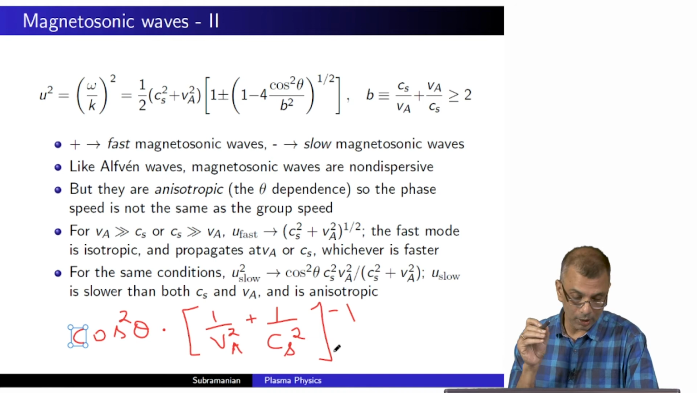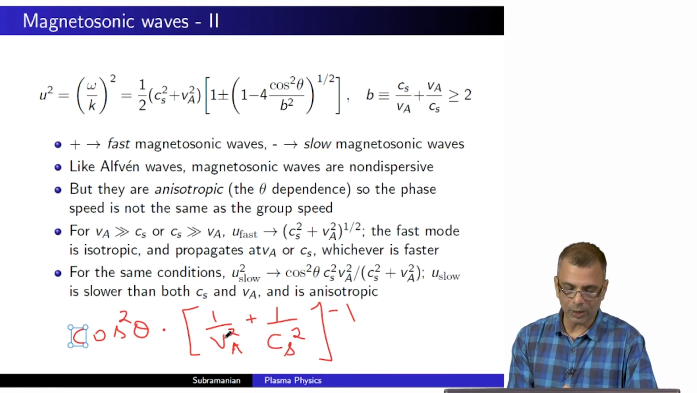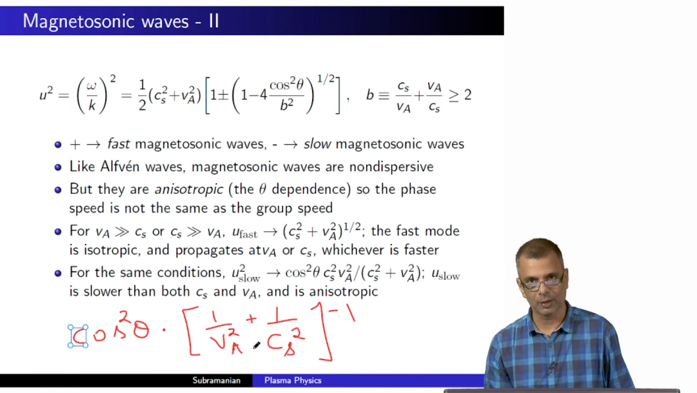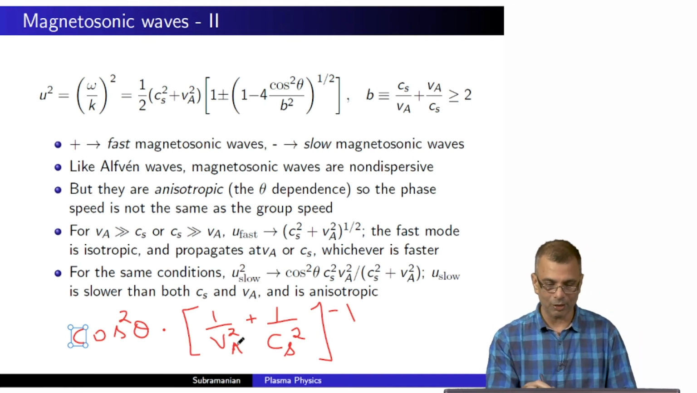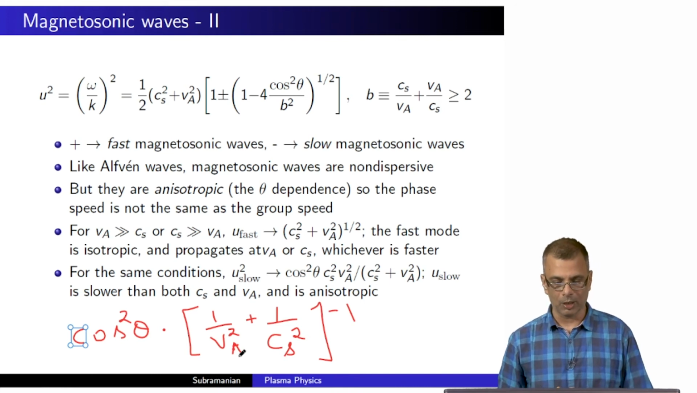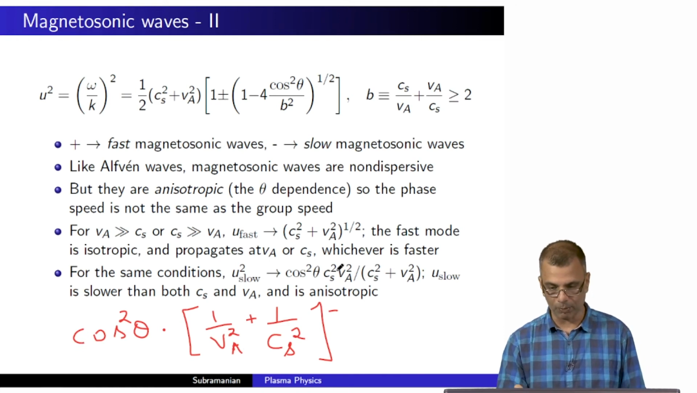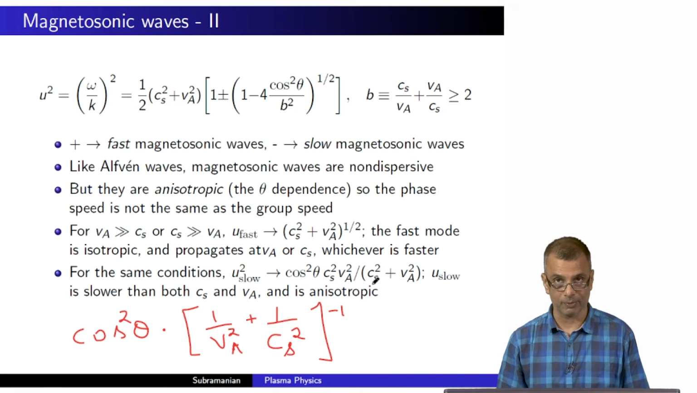However, this particular expression is valid only for this condition. But the slow magnetosonic speed is slower than the slower of these two. Either Va or Cs, whichever is slower, it's slower than even the slowest of these two, which is why it's called the slow magnetosonic speed, and it's anisotropic, as is evident from the appearance of this cosine squared theta. It's total. There is no way the anisotropy is going away.